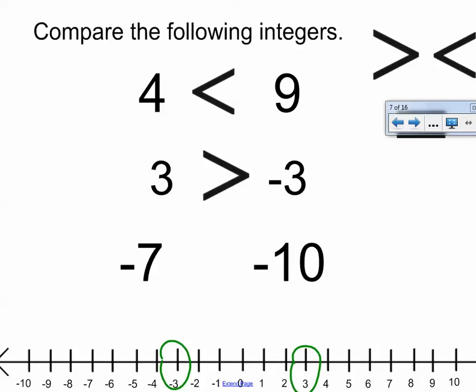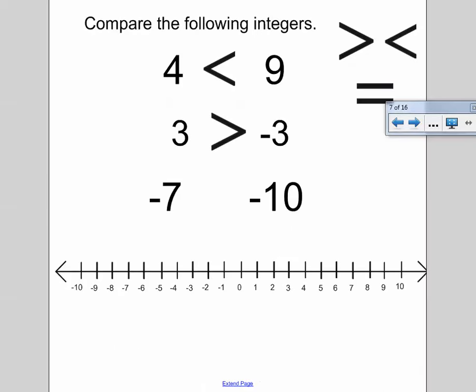Finally, let's look at some examples with negative numbers, because those are normally the most confusing and complicated for students. If I have a negative 7 and a negative 10, I need to compare these two numbers. The farther left I go, the smaller my numbers are. The farther right I go, the bigger my numbers are. So when I look at this, negative 7 is more to the right. Even though 7 normally is less than 10, negative 7 is actually bigger than negative 10.